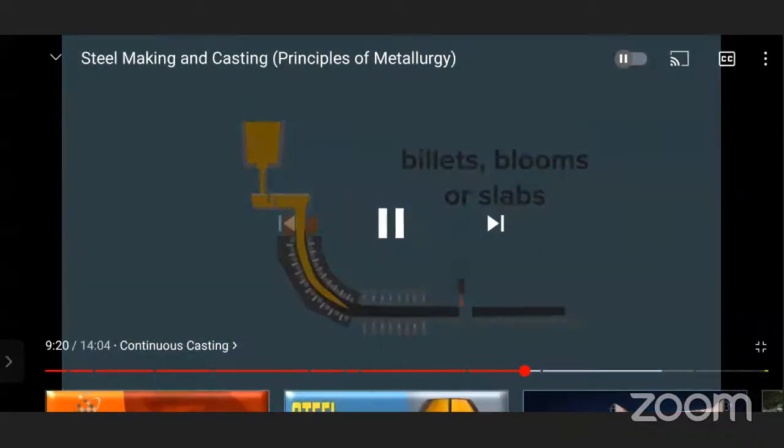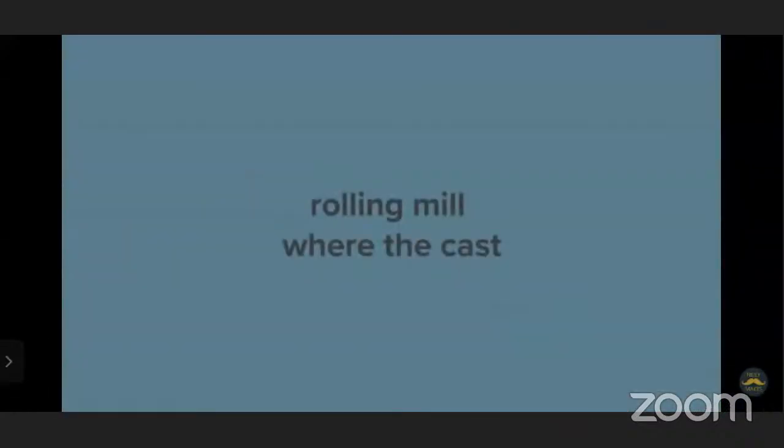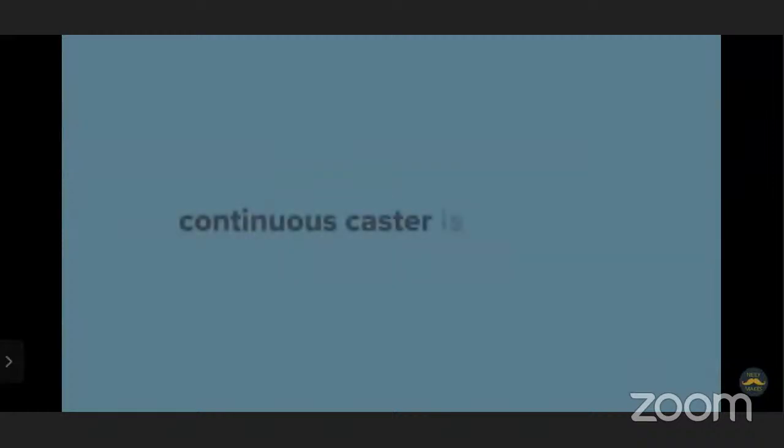The billets, blooms, and slabs are normally processed through a rolling mill where the cast structure is refined. Initial setup of a continuous caster is expensive, but it is a very efficient process, has an excellent throughput, and has yield benefits over other types of casting.